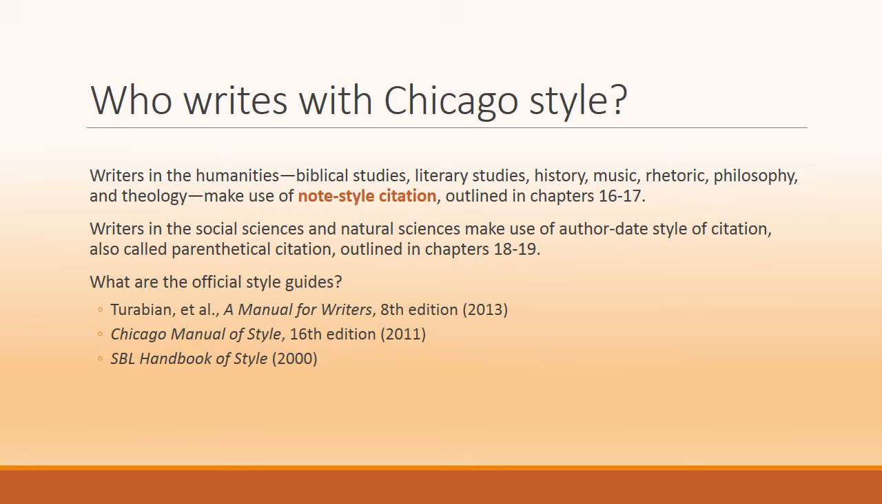Who writes with Chicago style? Well, writers in the humanities, biblical studies, literary studies, history, music, rhetoric, philosophy, and theology make use of note style citation outlined in the Manual for Writers, chapters 16 through 17. Anytime you see something with a footnote or endnote, that's an example of the Chicago style, note style citation.